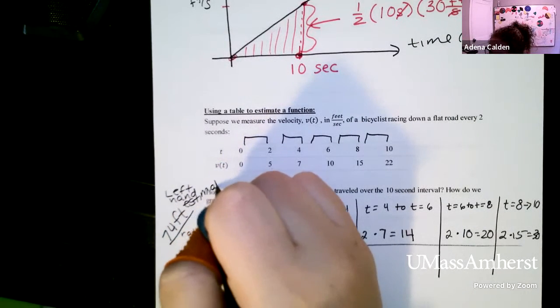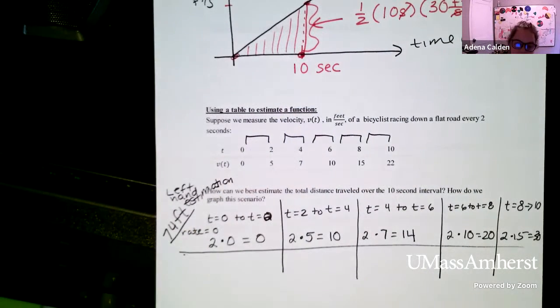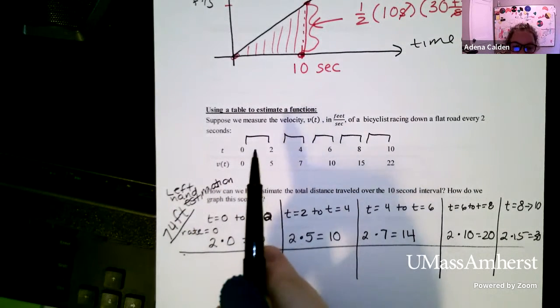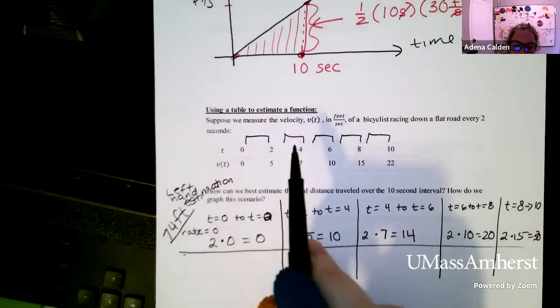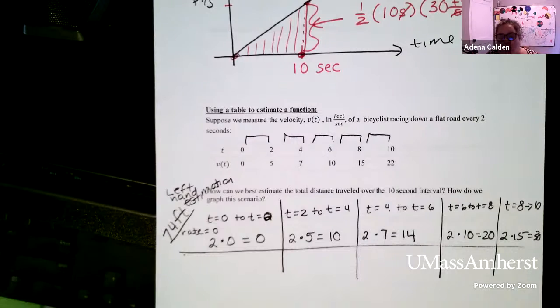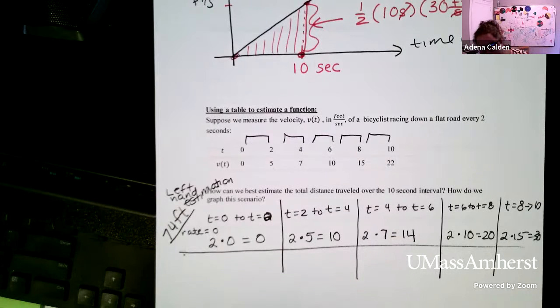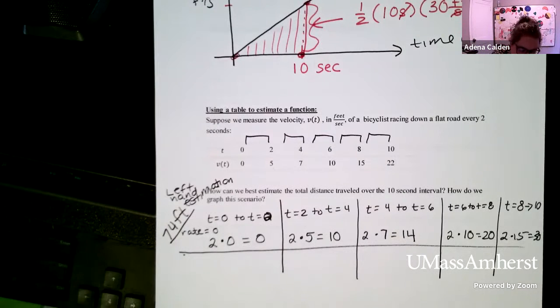And what makes it a left-hand estimation or approximation is that for each time interval, each little pocket of time, I always pick the rate on the left, right? There's no reason why I couldn't have done the same thing, but pick the rate on the right. Okay, so let's go ahead and do that.